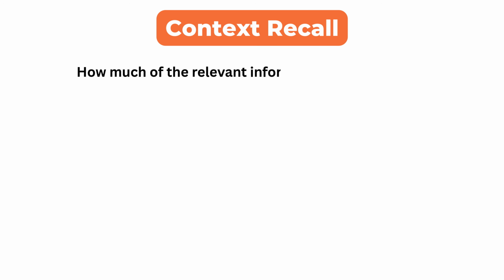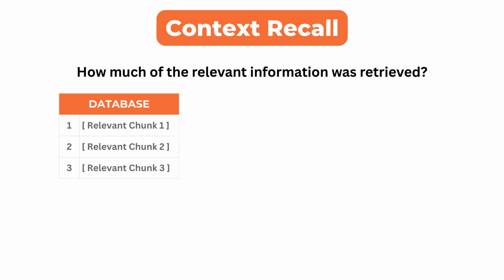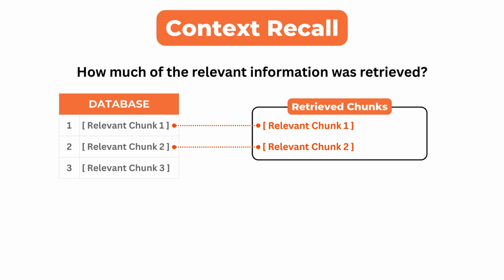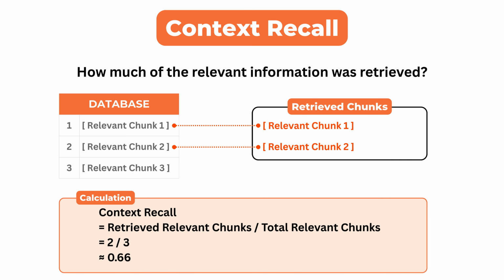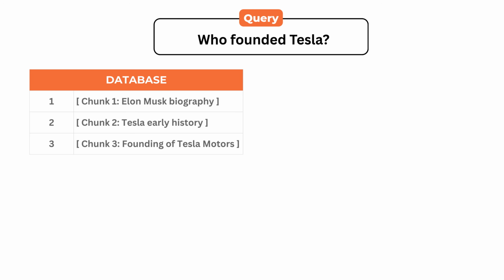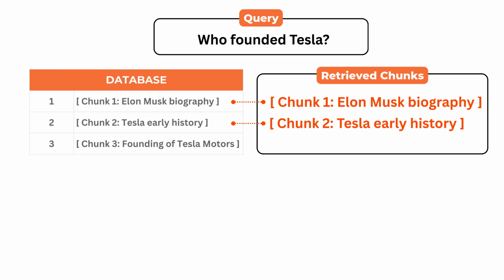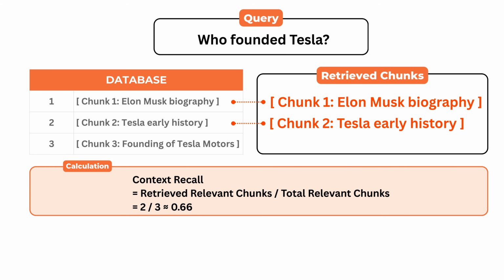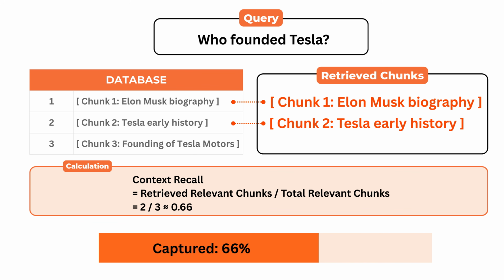Next, let's discuss context recall. It measures how much of the relevant information the retriever managed to find. If there are 3 important chunks in the database and the retriever finds 2 of them, the recall is 2 out of 3. Example, for the same query, if there are 3 chunks that contain the founding details of Tesla and the retriever returns 2 of them, the recall is 2 by 3, which is 0.66. It shows the retriever captured most of the required information but missed one useful chunk.